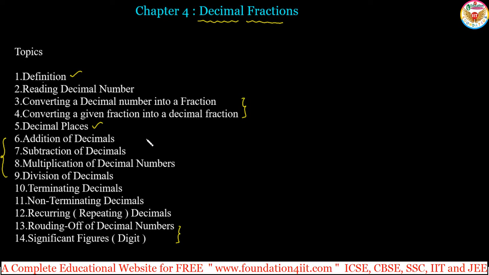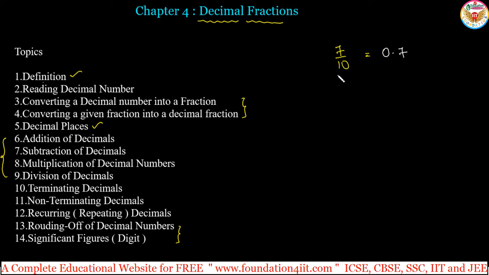First we will see what decimal fractions are. A decimal fraction or decimal number is a fraction whose denominator can be expressed as 10. If we can express the denominator as 10, for example, 7 divided by 10, this is a decimal fraction because 7 divided by 10 we can write as 0.7.